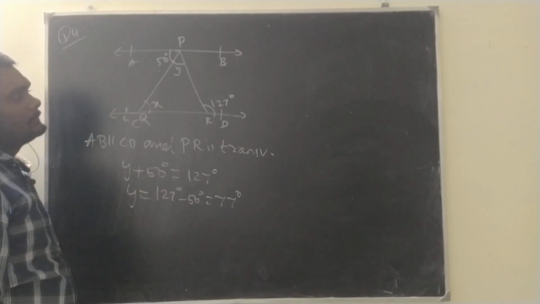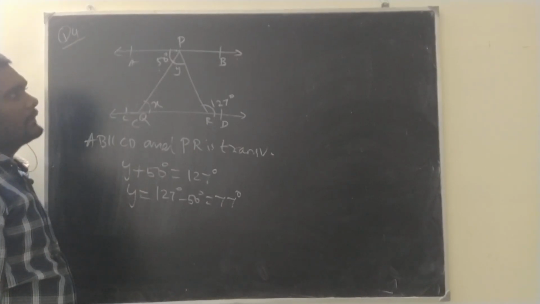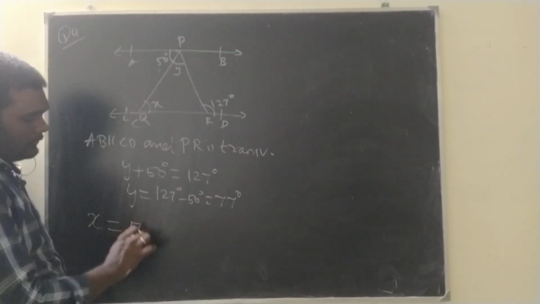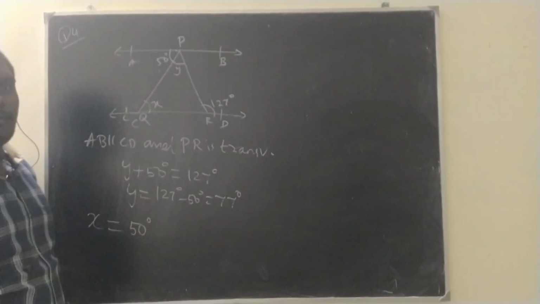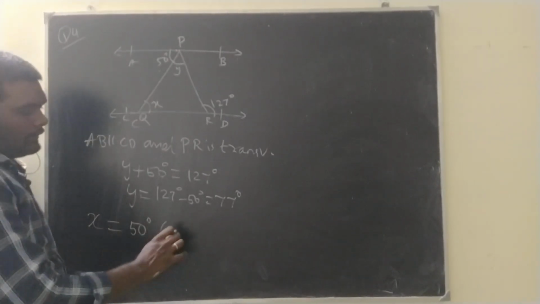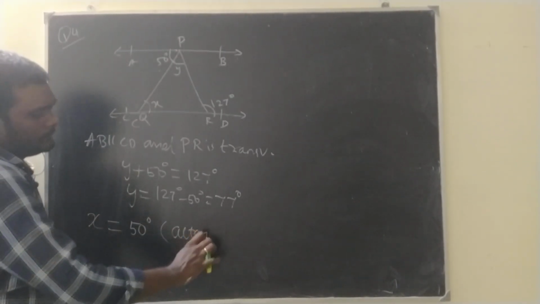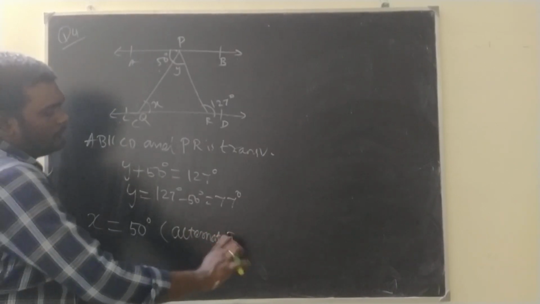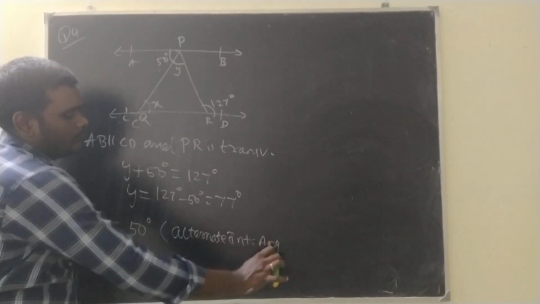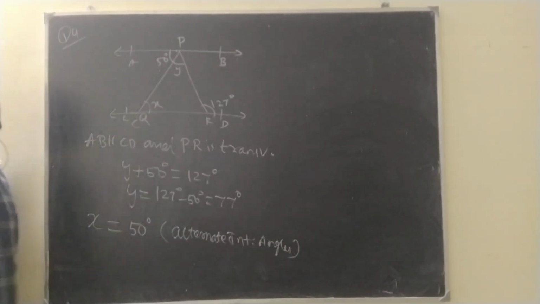Then X, how can we find X? X is equal to, directly you can say it is 50 degrees. Why? See, alternate interior angles. That is it.